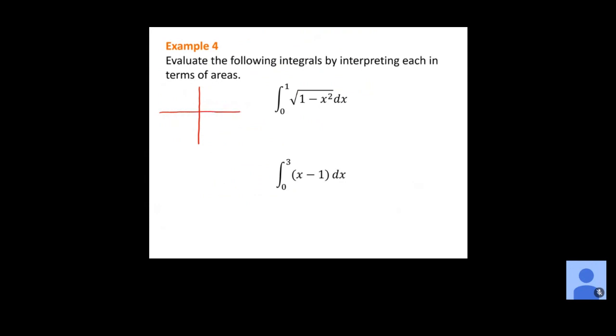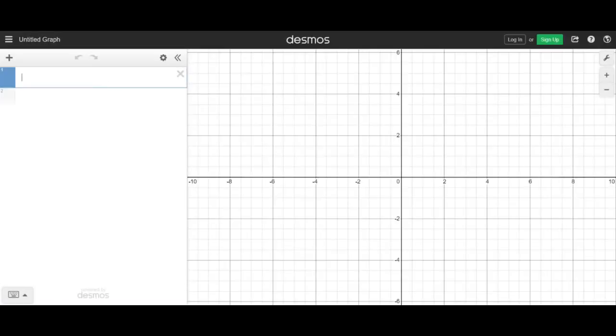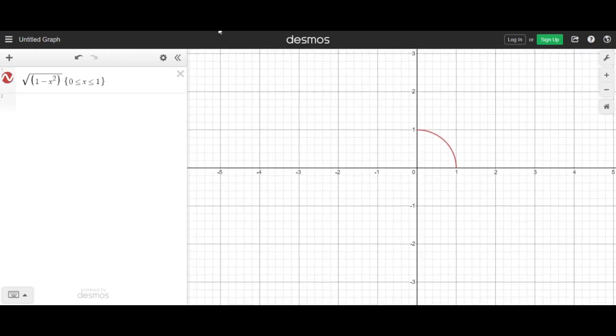If we look at this first one, the square root of 1 minus x squared, I'm going to put this into Desmos. Notice here that we're going from 0 to 1, right? So that's all we're focused on in terms of our graph. Let me switch over to Desmos. All right, I'm going to reset this window. We've got the square root of 1 minus x squared. Again, we're only looking from 0 less than or equal to x less than or equal to 1. I'll zoom in a little bit. So we're really just looking at this piece right here. If we want to interpret this as an area, what does this look like?